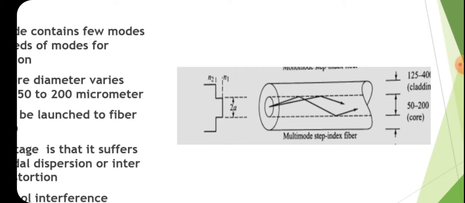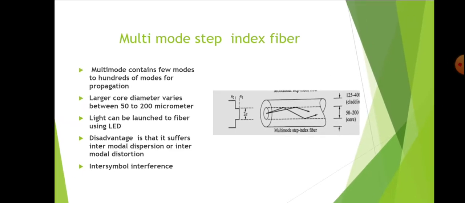So here the core diameter is of the order of 50 to 200 micrometer, and the cladding is also shown, and we can see that since it is a step index fiber, the refractive index profile is the same as that of the step index case. That means its refractive index will be uniform at the core side, that is n1, and the refractive index at the cladding will be another value, that is n2, and n2 is less than n1, since the cladding refractive index will be smaller compared to that of the core. So multimode step index fiber is shown like this.